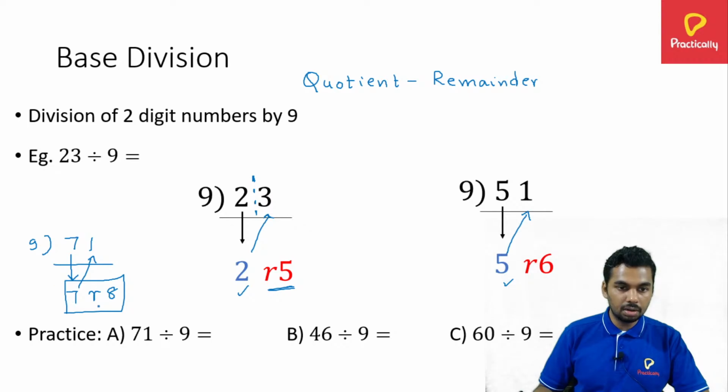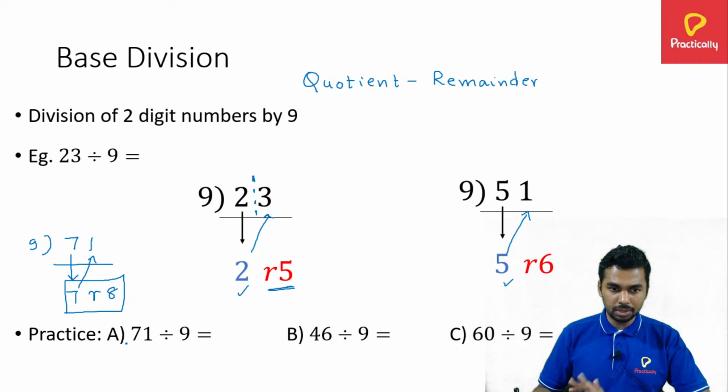Quotient is 7, remainder is 8. So you can see how simple you can do without knowing the multiplication table of 9 and doing it. You just have to do addition here. It is as simple as addition. You bring the first digit as it is, then you do addition of that received number to the next.